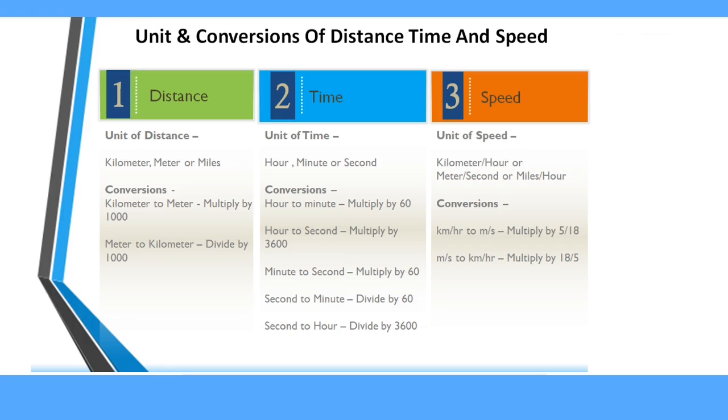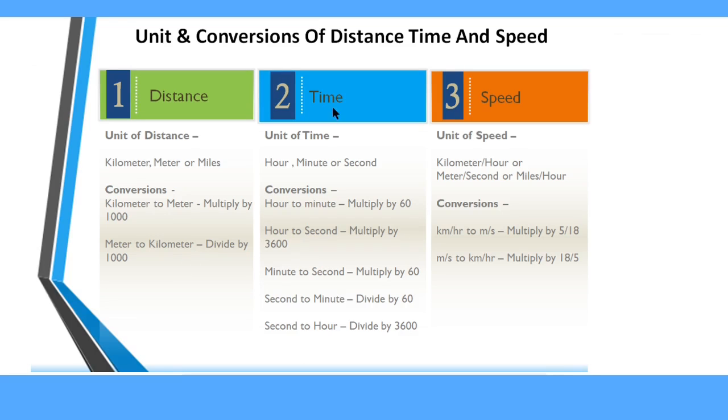So we first cover the units and conversion of distance, time and speed. First we go for distance. There are many units of distance like millimeter, centimeter, meter, kilometer, and big units like light year. But in competitive exams and aptitude questions, the units usually used are kilometer, meter, and miles. We must know the conversion of units like kilometer to meter: we multiply by 1000, and meter to kilometer we divide by 1000. We'll go through a few examples of conversion.